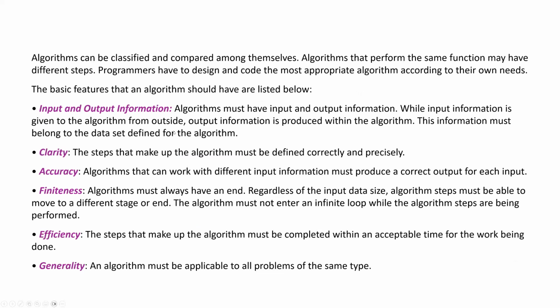So, as we stated before, you should define your input and output information. So, we have some basic features, as you see. And clarity. The steps that make up the algorithm must be defined correctly and precisely. And accuracy. Algorithms that can work with different input information must produce a correct output for each input. And finiteness. You should define criteria for each structure. You should connect your processes to the end point. It's so important for us.